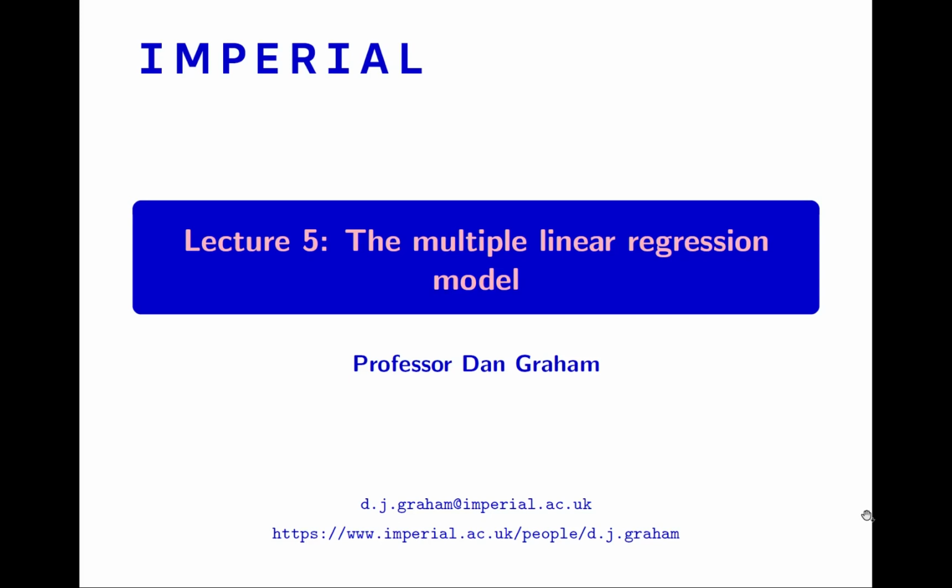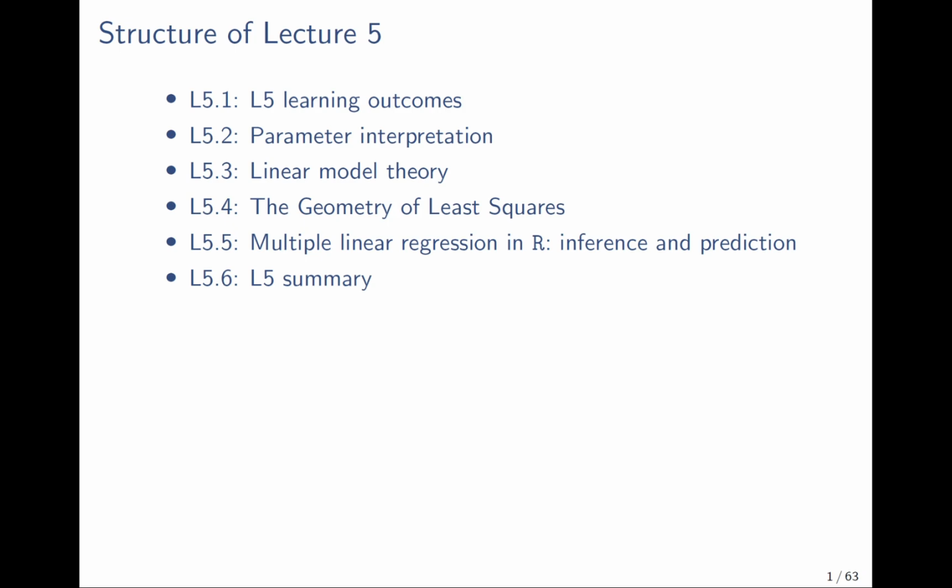Lecture 5, the Multiple Linear Regression Model. Now in this lecture, we're going to extend what we learned in Lecture 4 on the linear model to settings in which we have multiple independent variables or covariates. And actually going forward in this course, for all of the models we're going to develop from this point forward, we're no longer going to restrict them to just having one single independent variable. We're going to allow for multiple covariates.